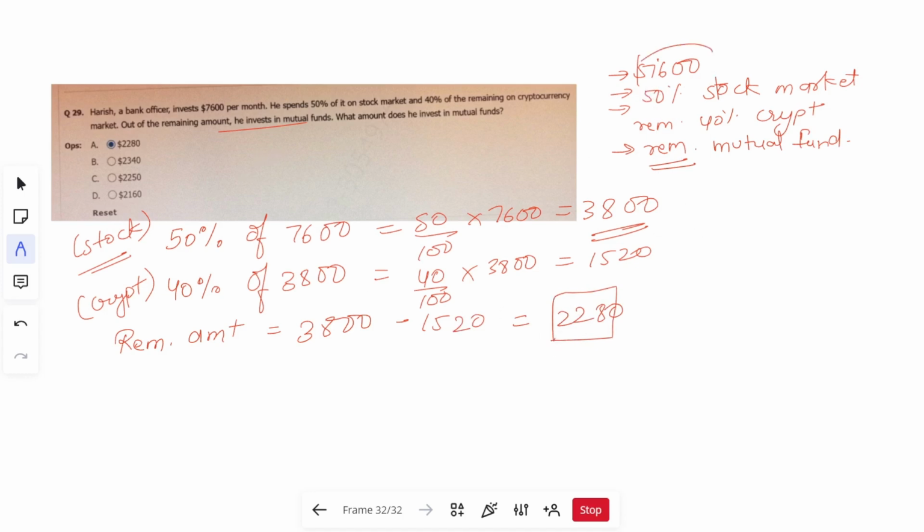See, initially he had 7,600. Out of that, 50% he invested in the stock market, which means 3,800 he invested in the stock market. So we were left with 3,800 more. Out of that, 40% he will invest in cryptocurrency, which means 1,520 he will invest in cryptocurrency. So out of 3,800, if 1,520 is gone, we are left with 2,280. This is the amount that he is left with, and he will invest all of this in the mutual fund. So the correct answer is going to be option A.